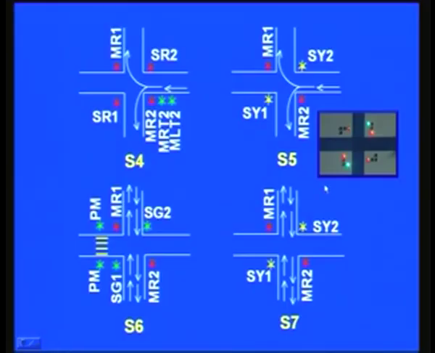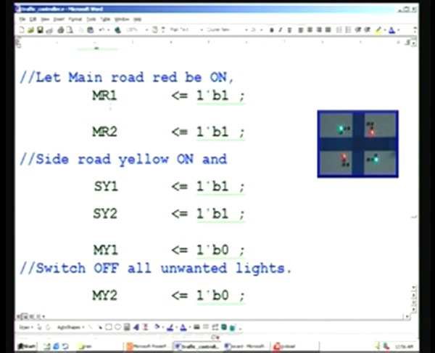The side main traffic yellow lights are shown here as S7 sequence, and the corresponding code here is MR1, MR2, 1, then side 1 each, and all other lights are off.